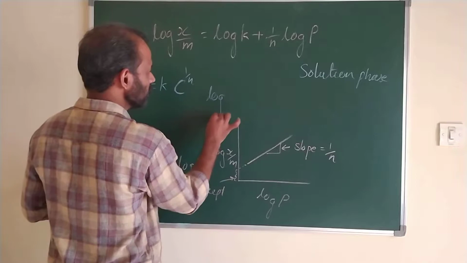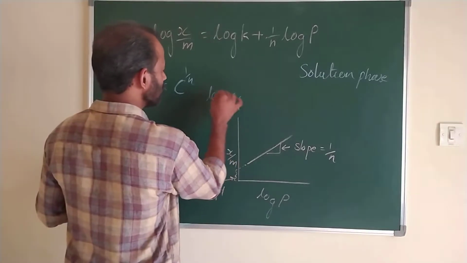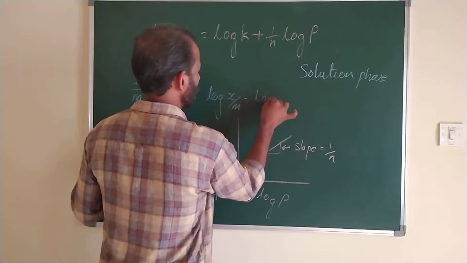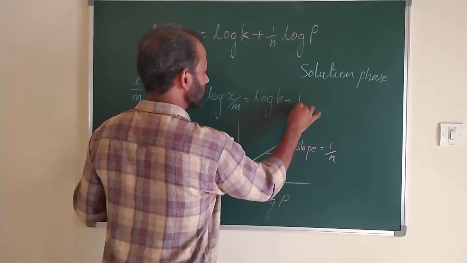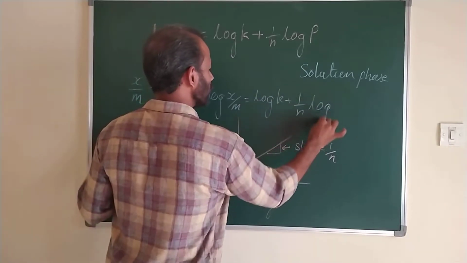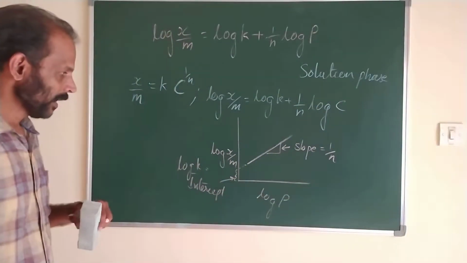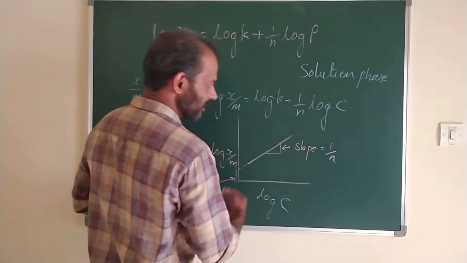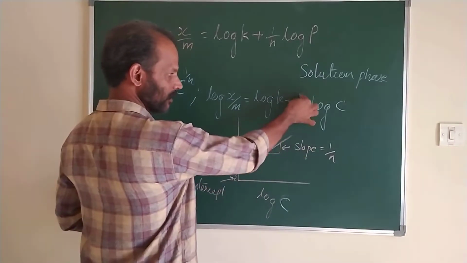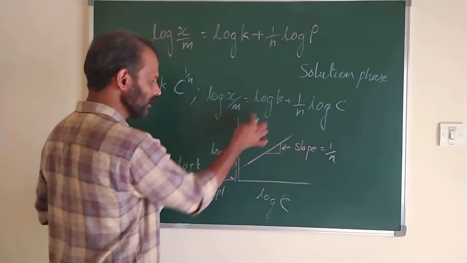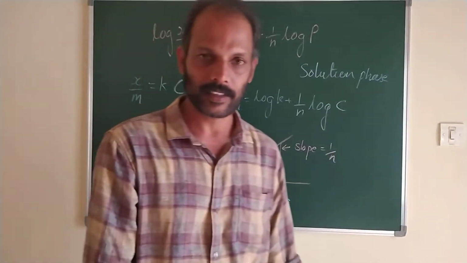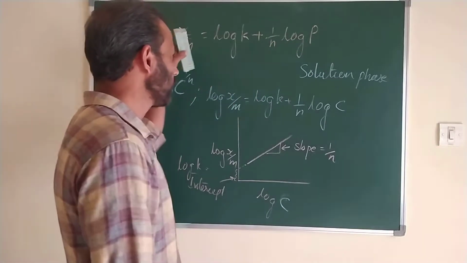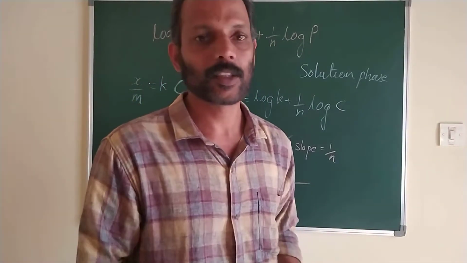So log x by m is equal to log k plus 1 by n log c. Again we are plotting log x by m against log c. We get a straight line with slope 1 by n and intercept log k. We get the same straight line. So the Freundlich adsorption isotherm is applicable in solution phase adsorption also.